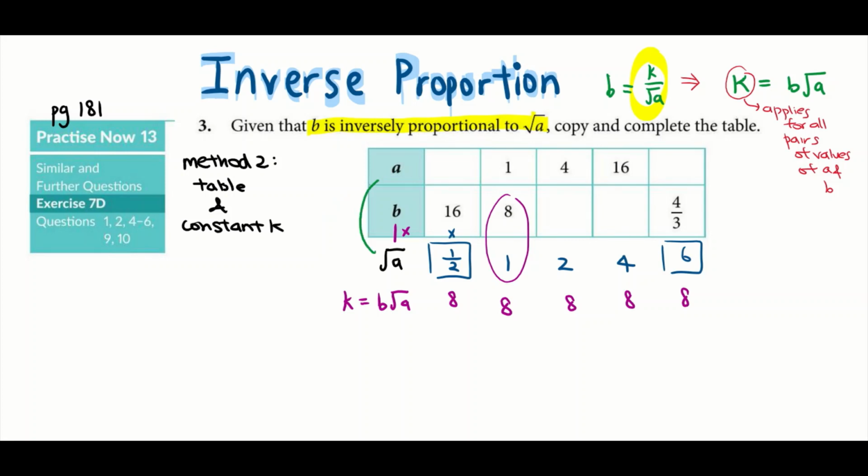Now with my new values of root a, I can work backwards to find my a. This is done by squaring my values of root a. So half squared will give me 1 over 4, and 6 squared will give me 36. Last but not least is to fill up the blanks over here, which I can do using my constant k. I know that these values of b multiplied by my root a will give me my constant 8. So 4 times 2 will give me 8, and 2 times 4 will give me 8. So now we have filled the table.